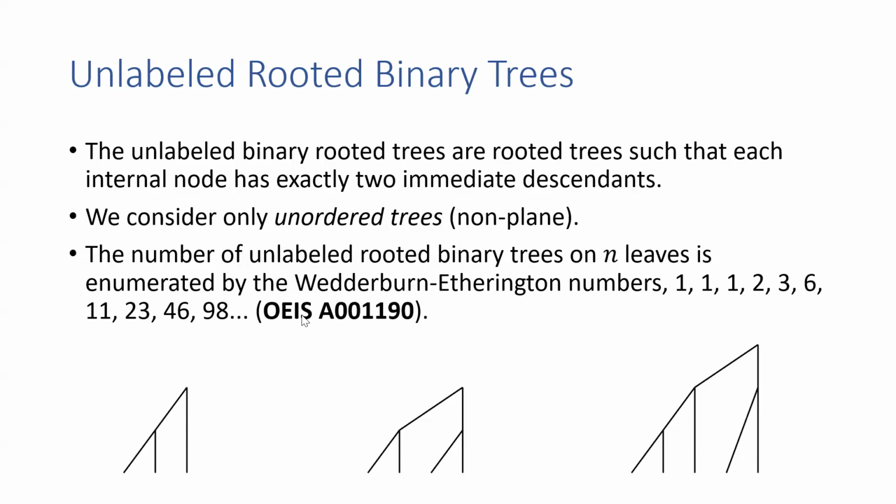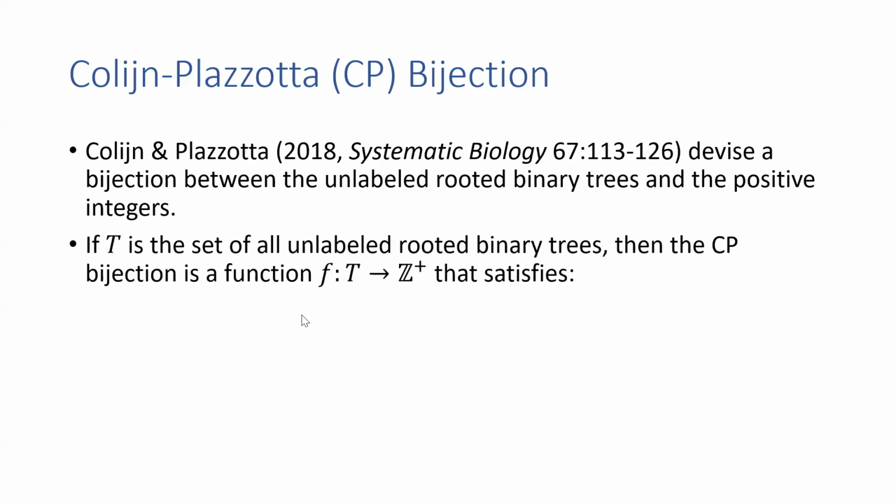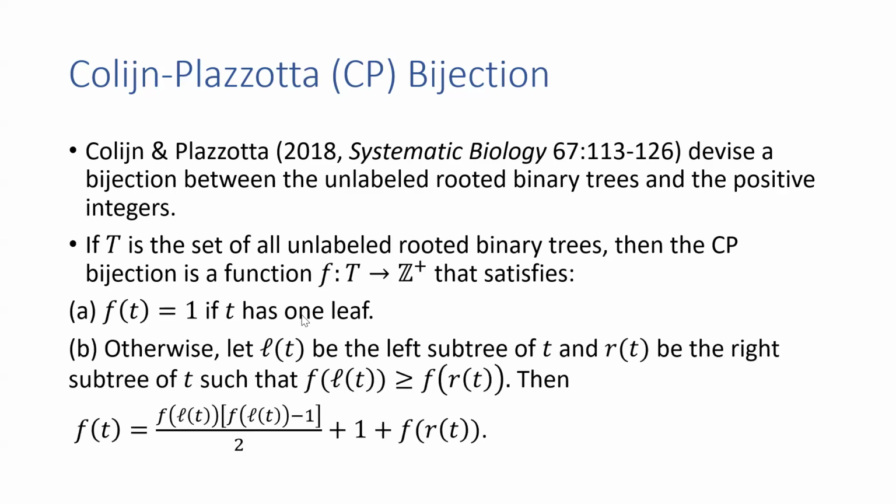Another thing that has been studied with these trees is a bijection between them and the positive integers, specifically the Colijn-Plazzotta bijection. The way this bijection works is we let T be the set of all unlabeled rooted binary trees, and we do a recursive definition. The tree with just one leaf has rank 1. And if it has more than one leaf, as most trees do, we let the left subtree be L of T, and the right subtree be R of T. Since the order doesn't matter, you can arrange them so that the left one is the one with higher rank. And then you apply this formula.